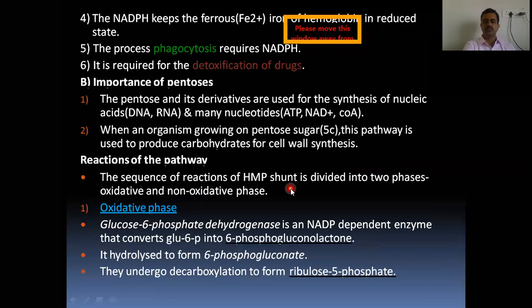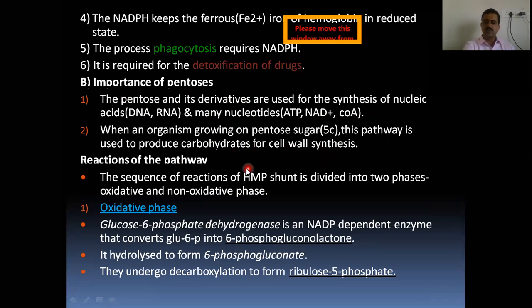Moving further. NADPH keeps the Fe2+ ferrous ions in the hemoglobin in the reduced state. The process of phagocytosis is assisted by NADPH. It is required for detoxification of drugs. Now, importance of pentoses. What are pentoses for? The pentoses and their derivatives are used for synthesis of nucleic acids, DNA and RNA, and many nucleotides, ATP, NADP+, and coenzymes. When an organism is growing on pentose sugar, a 5 carbon sugar, this pathway is used to produce carbohydrate for certain cell wall synthesis as well.